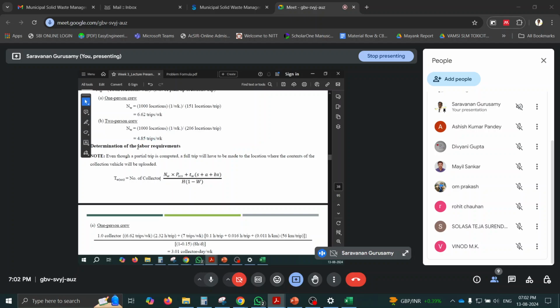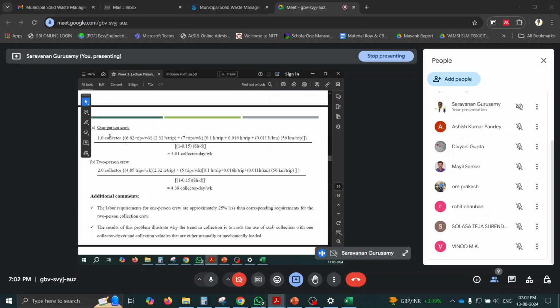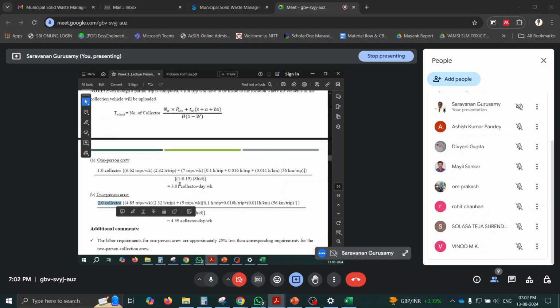But if you are calculating the labor requirement, that is the TW, how much labor, I mean the collector day per week, that is what we are calculating through this formula, the normal H formula only: NW = PSC + TW, S plus (A + BX) by H into (1 - W), into the number of collectors only we are multiplying. So if it is a 1 collector or a 2 collector system, we are multiplying with that. Finally we are calculating 3.01 collector day per week, and if it is a 2 person crew, we are getting 4.39 collector day per week.